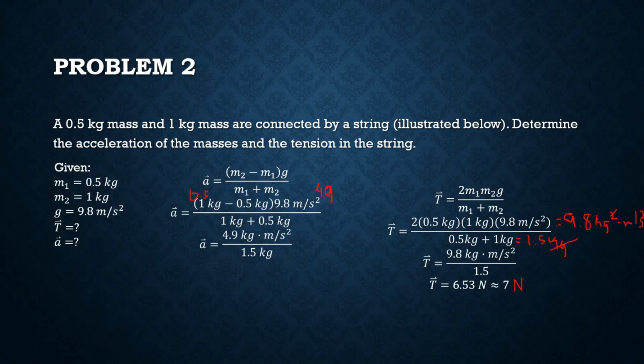If you multiply 0.5 kg times 9.8 meters per second squared, you will get 4.9 kilogram meters per second squared. So cancel out the kilogram, and then if you input 4.9 meters per second squared all over 1.5, you will get 3.267 meters per second squared, or 3 meters per second squared, because our significant figure is 1.